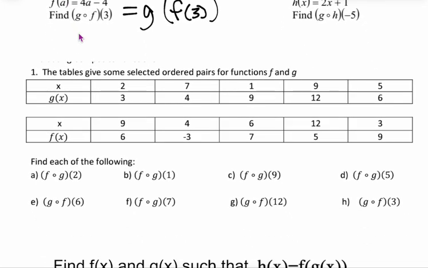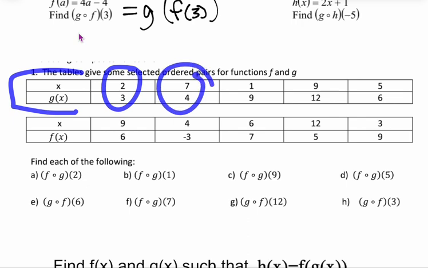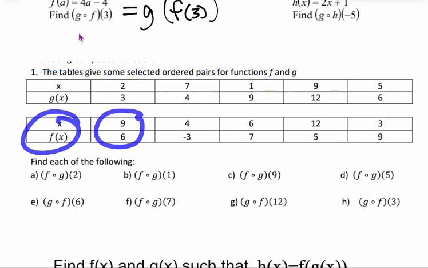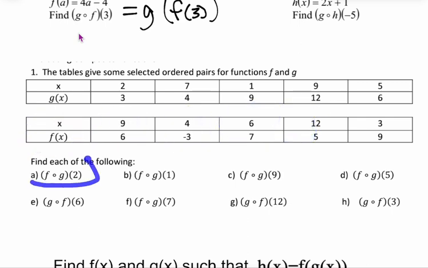But I would like to do one of the ones down from the table. Can we please do this one? So this is your G function. That's just the ordered pair 2, 3, the ordered pair 7, 4, the ordered pair 1, 9. Here's my F function. That's the pair 9, 6, 4, -3, 6, or 6, 7. Okay, let's do A and E.